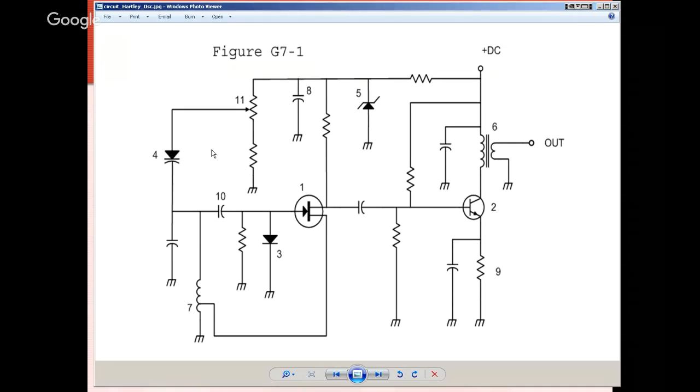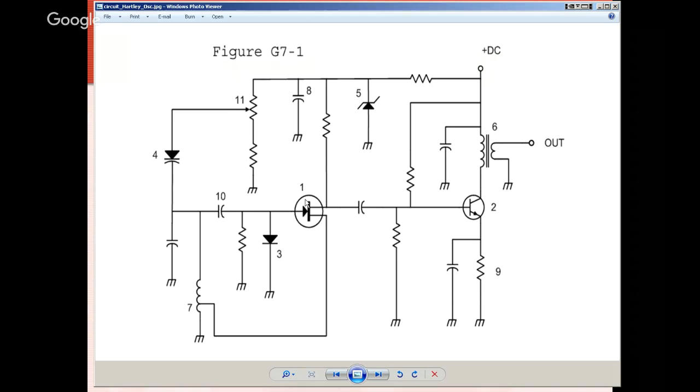If you follow in your book the different symbols and everything that it lists here, symbol 11 is a potentiometer. You don't have to put the word variable in front of it because potentiometers are variable. Number 8 is a bypass capacitor. And if you look at number 10, it blocks DC. That is a blocking capacitor so that only AC will pass, if there is some there.